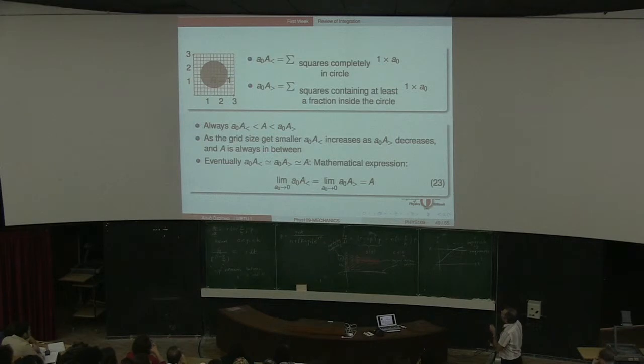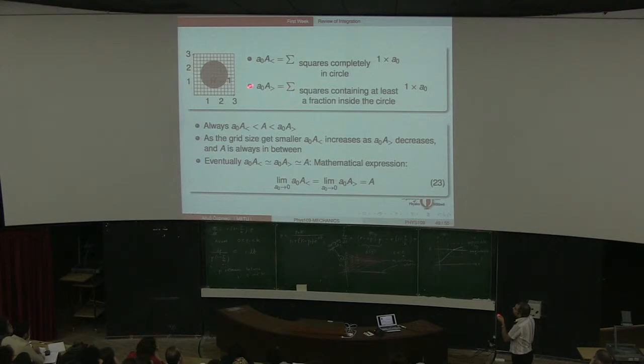So just some notation. By A0 I just denote the area of each one of these small squares. And A small is the number of squares that lie completely inside my disk. So this is, in a sense, nothing but a sum. This symbol stands for the sum, and this is the condition. So I am summing over all squares completely in the disk, and each square contributes an area A0. So A0 times A small is just this sum.